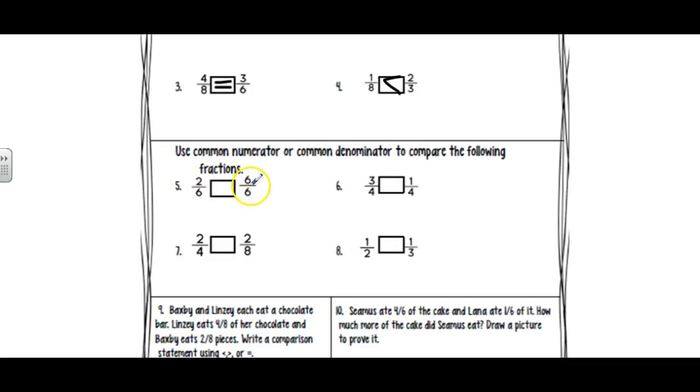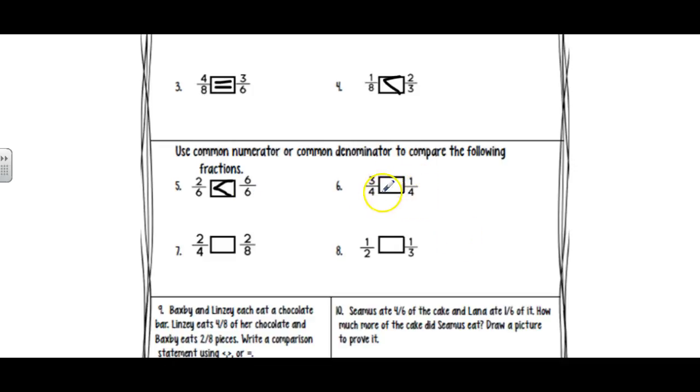Okay, so 2/6 and 6/6. Well, without even knowing that it's the same denominator, 6/6 is equal to 1 whole. And we know that 2/6 is not equal to 1 whole. So that's one thing that tells us that 6/6 is more. But if you were to draw these, they both would have 6 parts, and you definitely are going to have a bigger fraction when you're shading all 6 parts instead of 2 parts. So that tells us that 2/6 is less than 6/6.